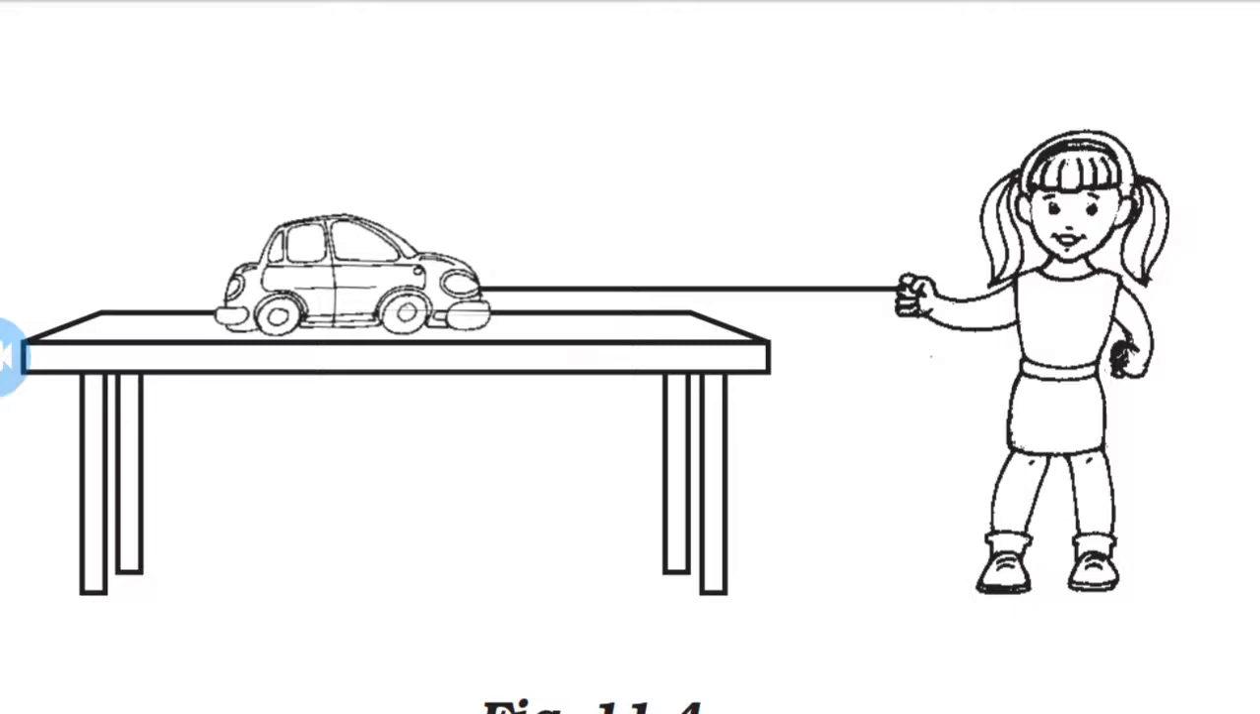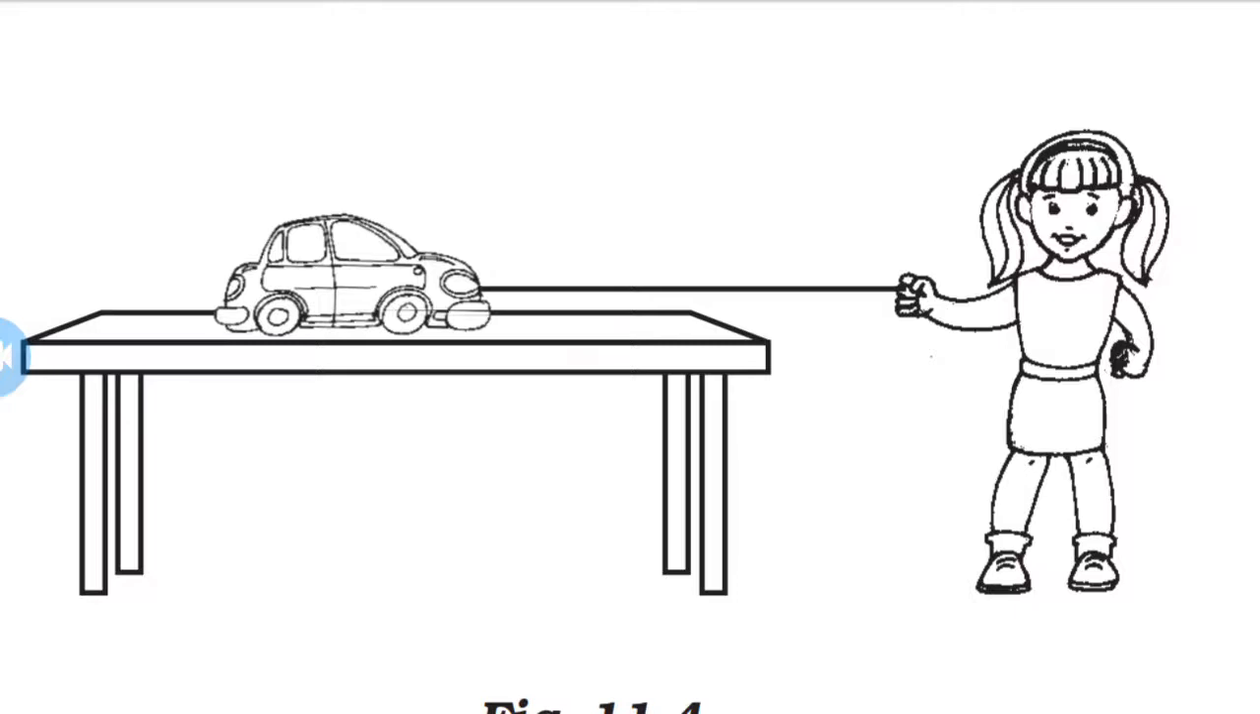Here a baby is pulling a toy car parallel to the ground as shown in the figure. The baby has exerted a force in the direction of displacement of the car. So in this situation, the work done will be equal to the product of force and displacement. Here force and displacement are in the same direction, so work should be taken as positive.